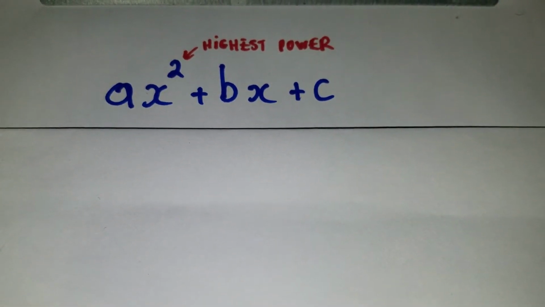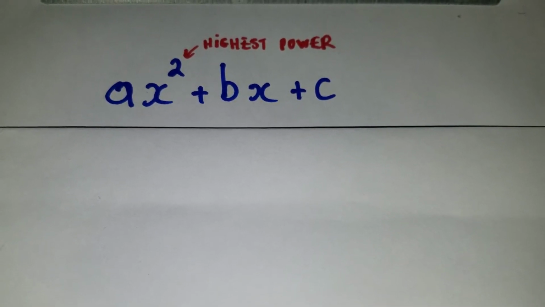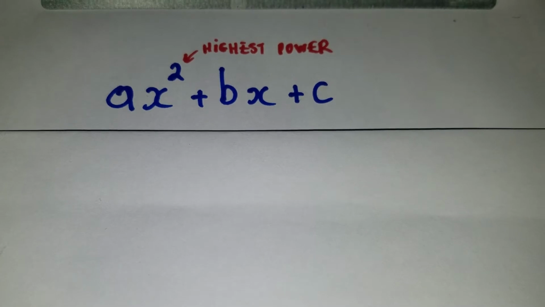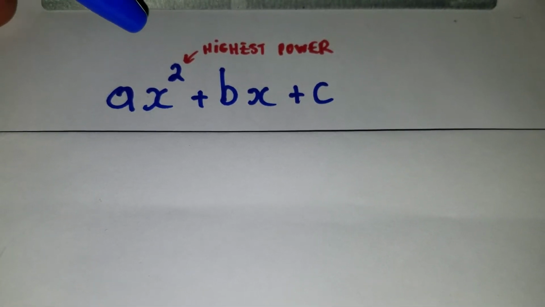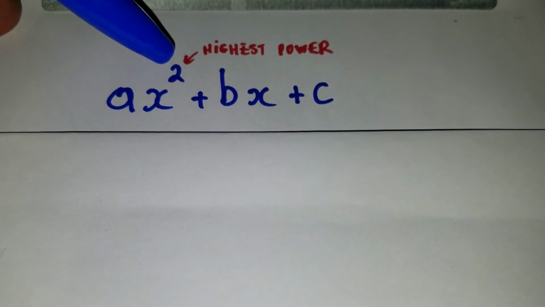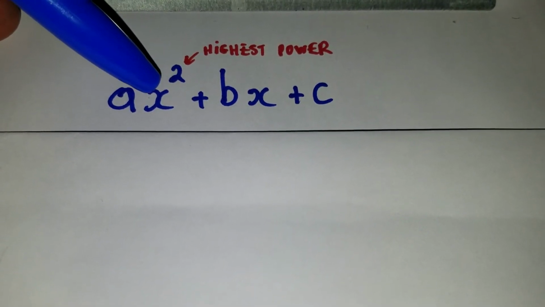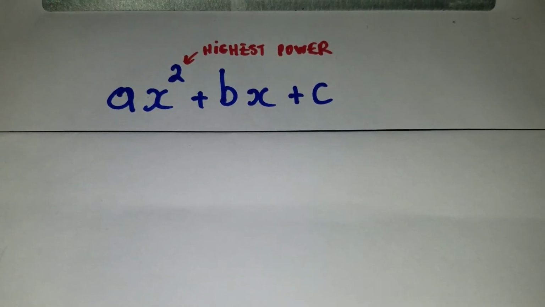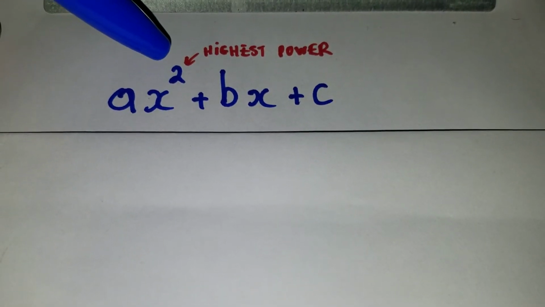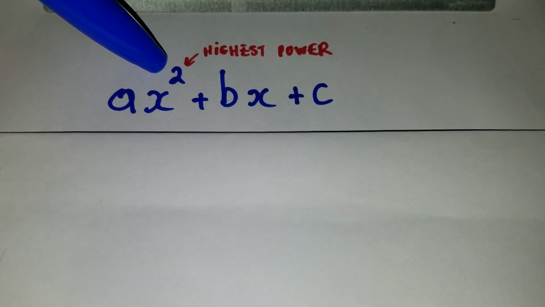In this video we'll be looking at how to factorize quadratic expressions. Now what is a quadratic expression? A quadratic expression is an algebraic expression that has the highest power of the unknown variable being 2. As you can see here, we're using x as the variable. The highest power that we see is 2, so that determines whether it's a quadratic expression or not.